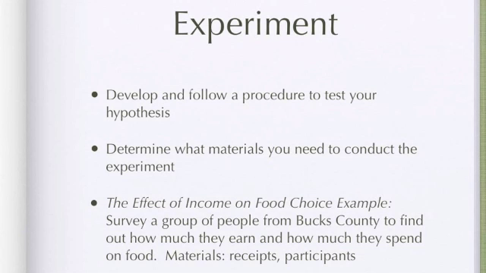To conduct an experiment, you need to develop a procedure to test that hypothesis. So in this process, you're going to determine what materials you will need and if you will need participants for your experiment. In this example, using the example of income, we could survey a group of people from Bucks County to find out how much they earn and how much they spend on food. We will need a group of people and we'll need to collect some receipts as proof as to what they spend on food.